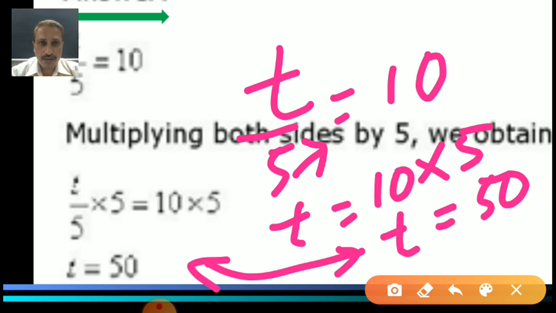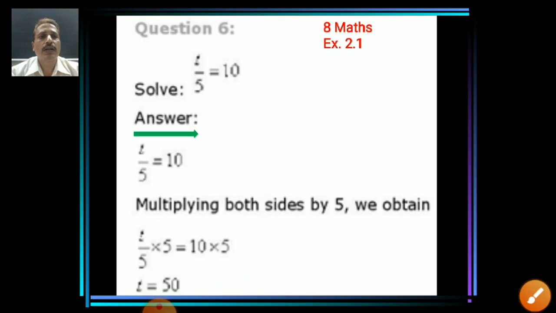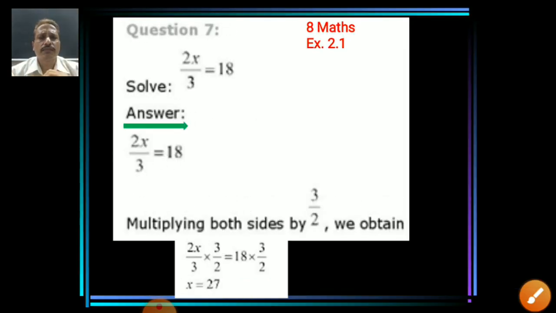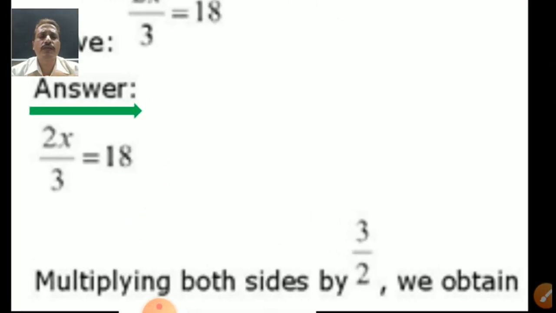Understood both the methods? Very nice. Now look at number 7. Two operations we have to do together, no problem. First operation: 2x upon 3 equal to 18 is the question. Shifting 2 upon 3 to the right side, but whenever it is going, you have to write the reciprocal. It becomes upside down, like this way to this way.